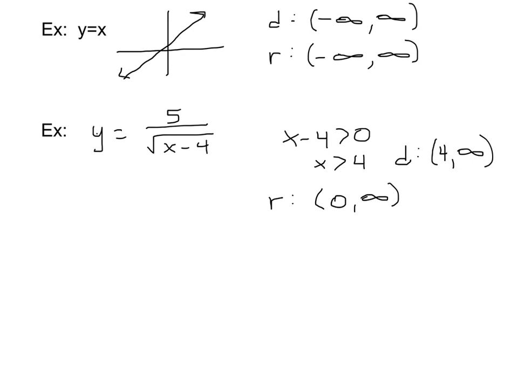And if we had a sketch of what this looks like in your calculator, the sketch would look something like this. There would be a vertical asymptote at x equals 4, and a horizontal asymptote at y equals 0.